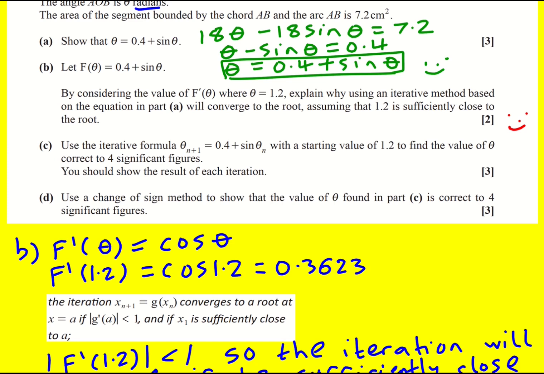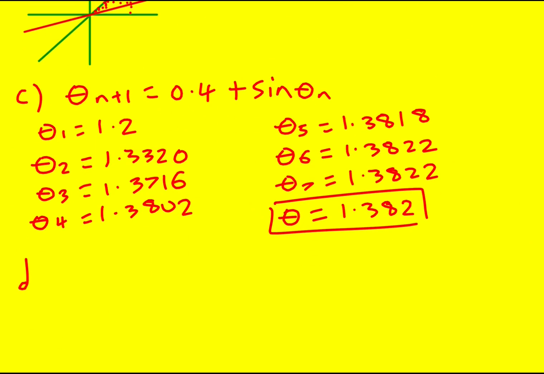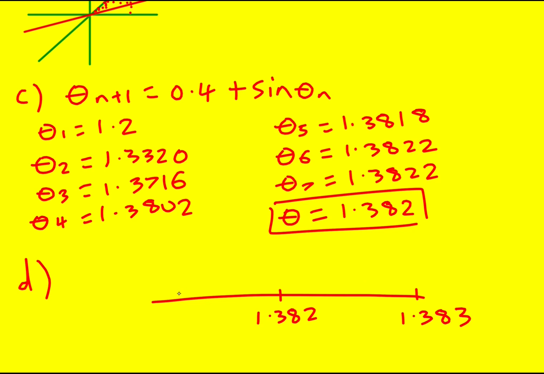So, change of sign to show that theta found in part C is correct to four significant figures. Right, so what we need to do is look at our 1.382. That is what we want to show. And then the next one that comes after it to four significant figures is going to be 1.383. And then to the left, it's going to be 1.381. So I actually want to use the midpoint, and I want to show there's a change in sign between these two.